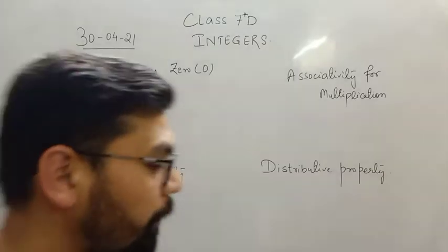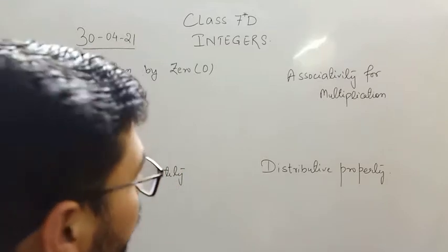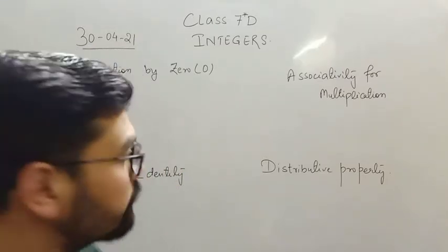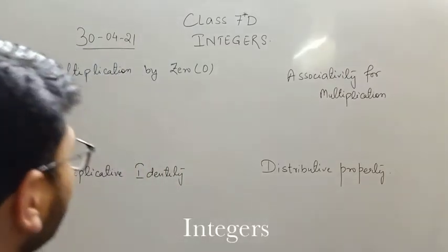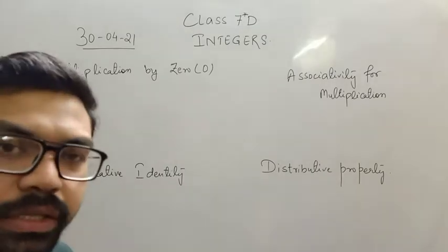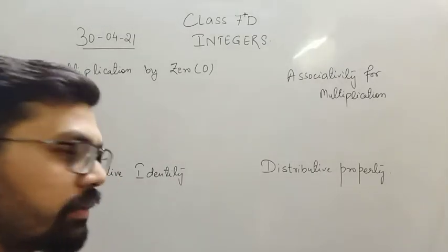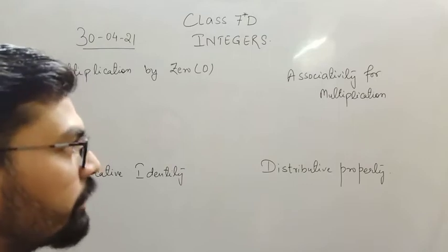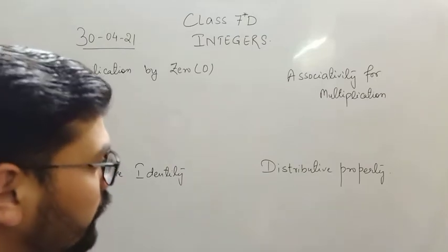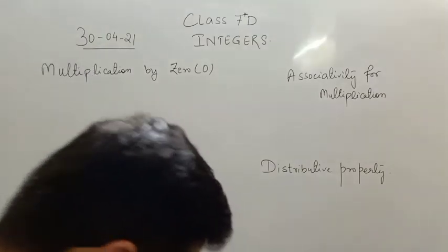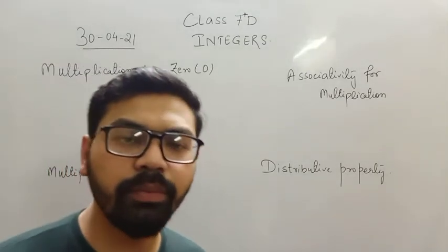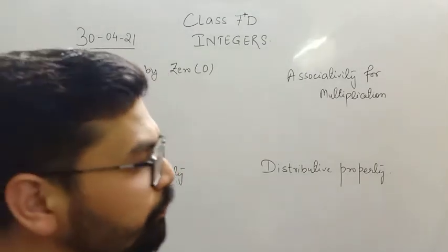So good morning students. Today we are going to cover some other properties of integers like multiplication by zero, multiplicative identity, associativity for multiplication and distributive property. Till now I have covered commutative property and closure property of integers.